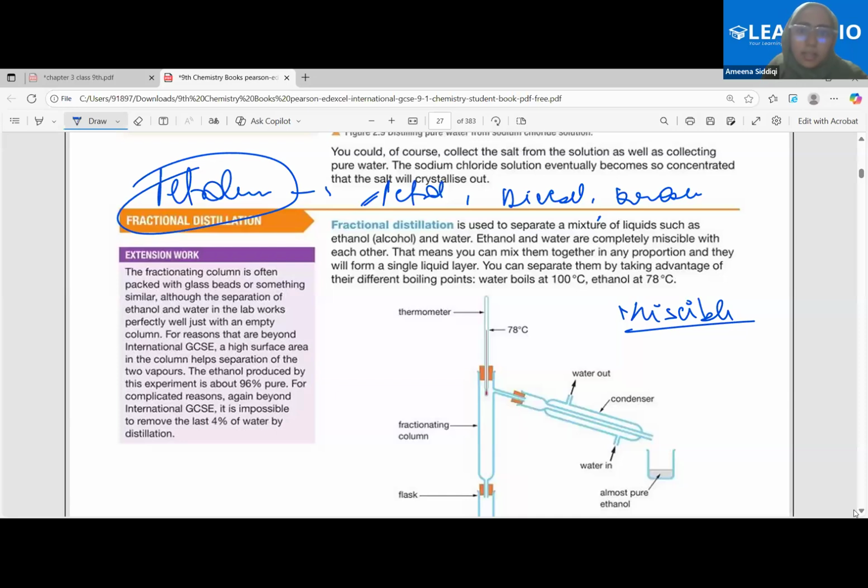It is used to separate a mixture of liquids such as ethanol and water. Why? Because both of them are miscible with each other. Ethanol and water are completely miscible. That means you mix them together in any proportion and they will form a single liquid layer. You can separate them by taking advantage of the different boiling points. Water boils at 100 degrees Celsius and ethanol boils at 78 degrees Celsius.